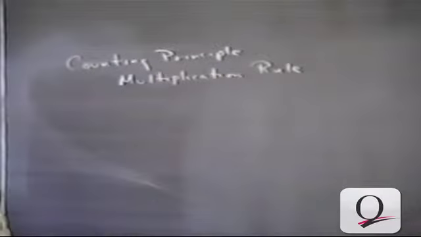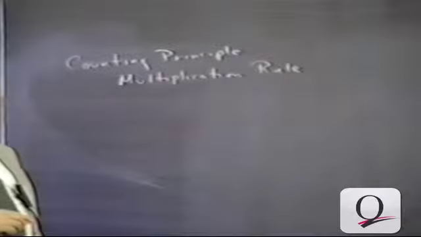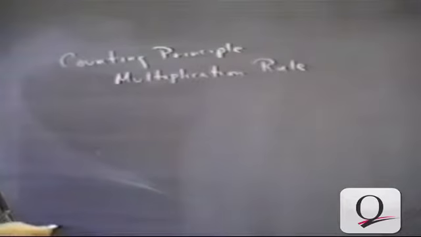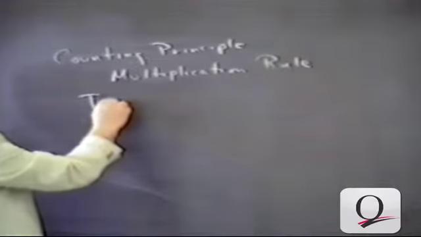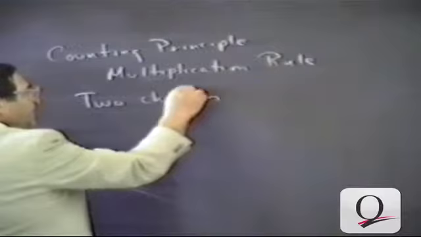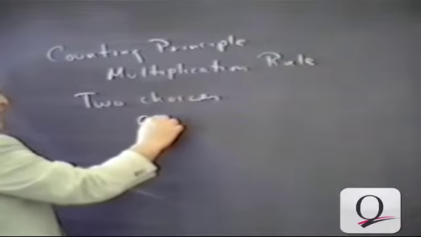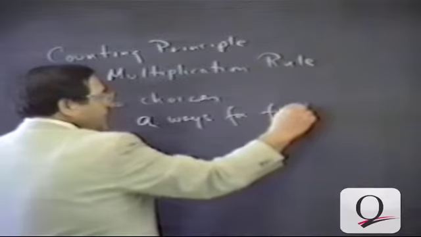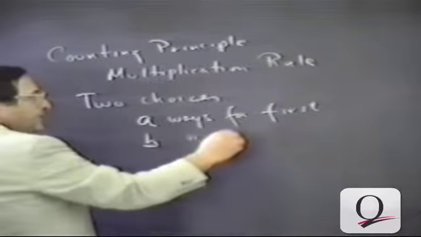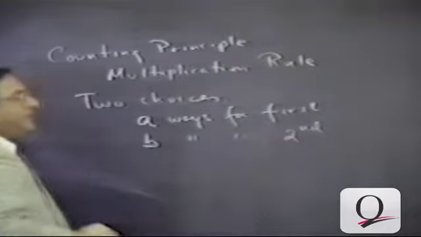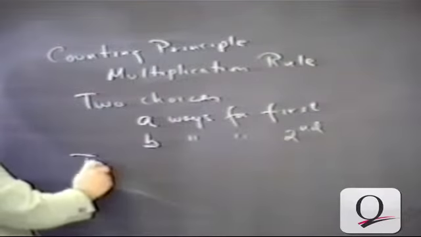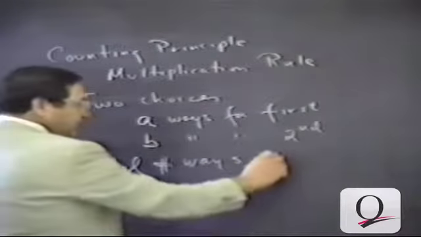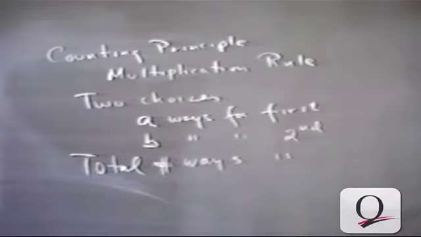And it says, if you have to do a number of things, one after the other, it'll tell you how many ways you can do them all together. Let's take two things. Suppose you have two choices: A ways to do the first, and B ways for the second. And the total number of ways you can do these two things is the product of the two, A times B.